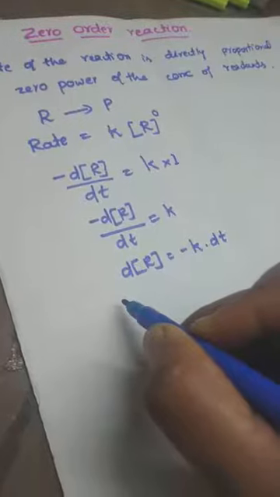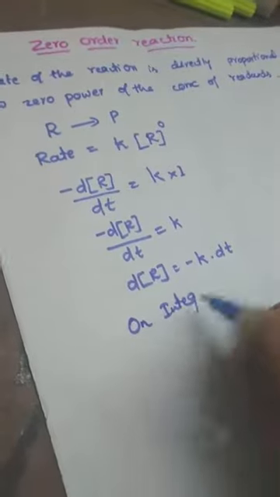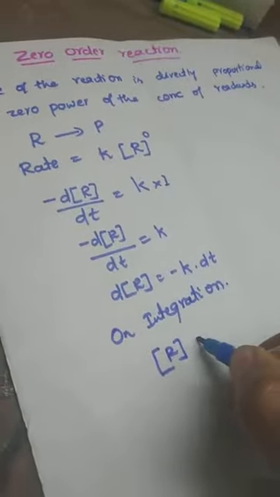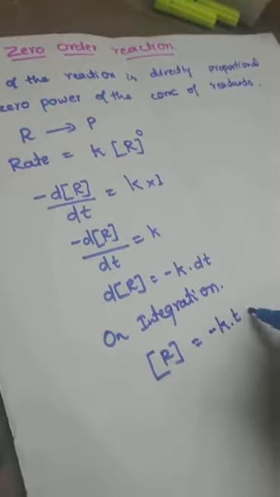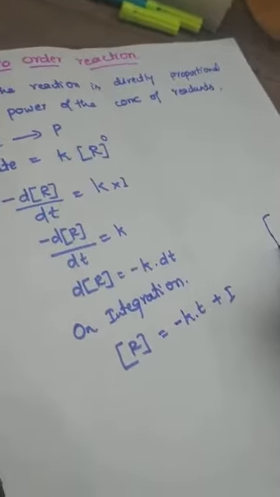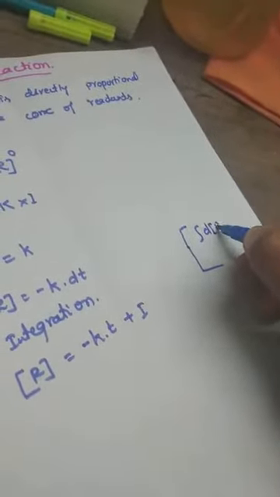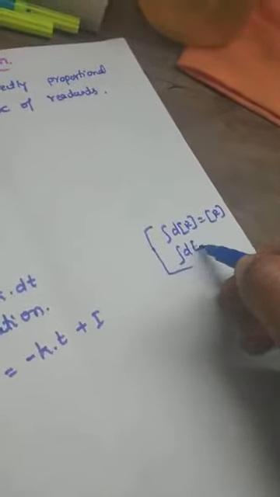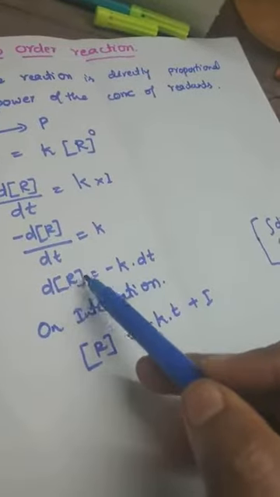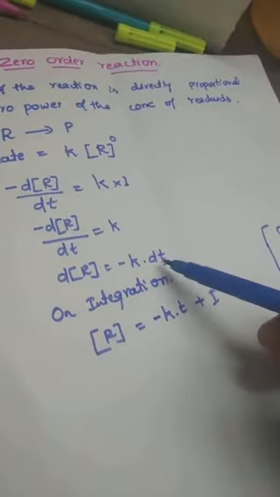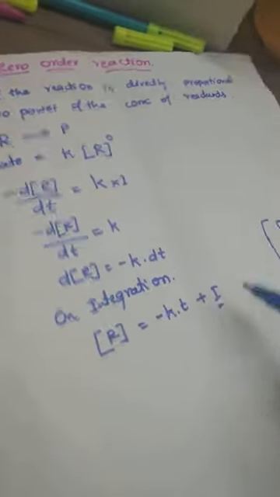So now on integration, we will get the molar concentration of R is equal to minus K into t plus I. Okay, how did we get this? The integration of d[R] is [R], and minus K is a constant, so we write it as it is, and the integration of dt is t, and I is the integration constant.